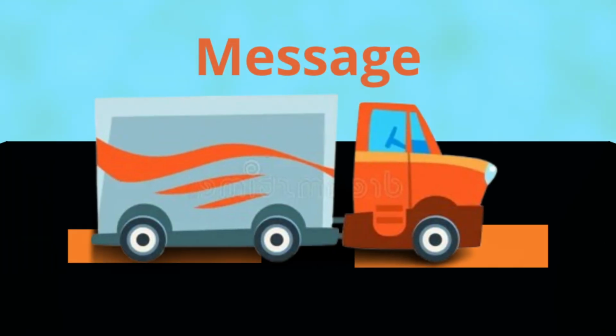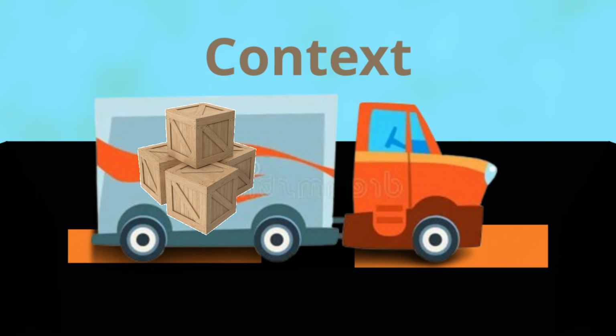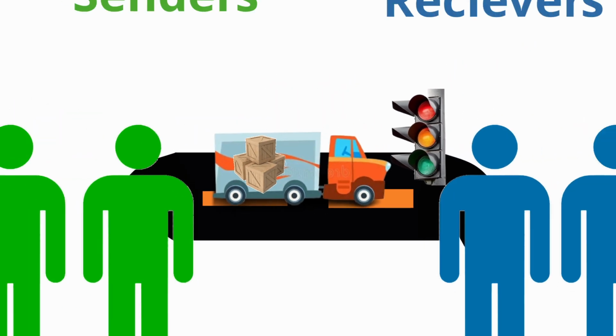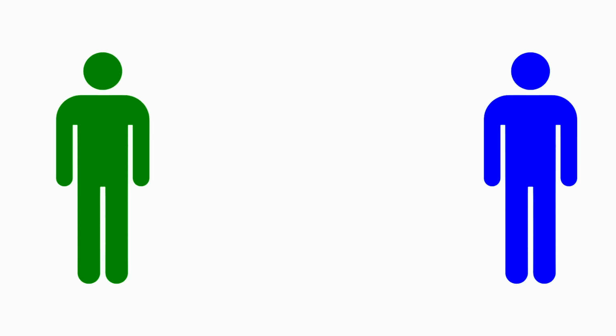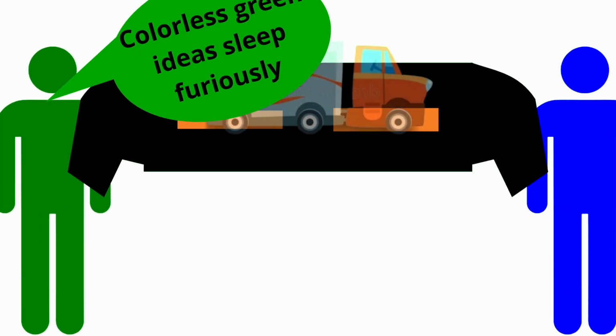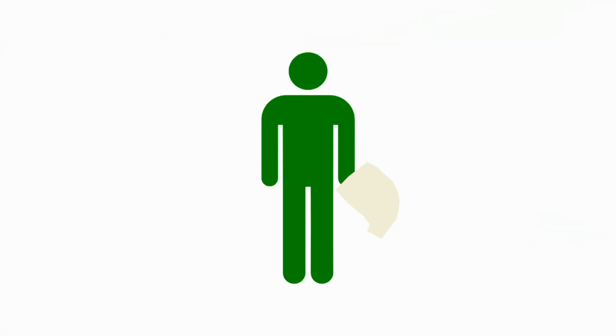Traveling on this road, there's a truck, which is the message, and the shipment inside of the truck is the context. The traffic lights the truck obeys is code. If a person says something like, "colorless green ideas sleep furiously," there's a channel, a message, and even code, but there is no context. The phrase is contradictory. The same analogy also works for writing.